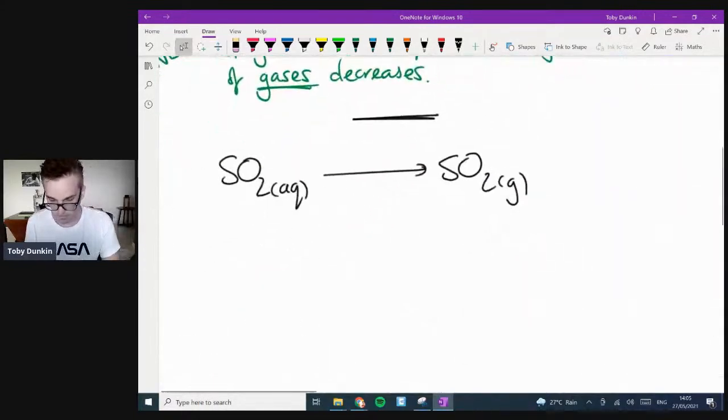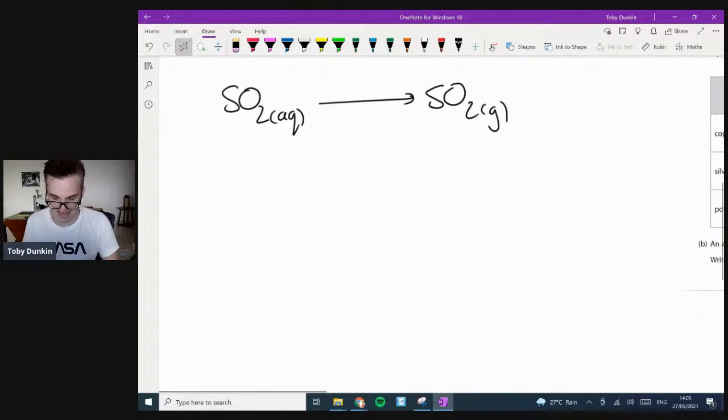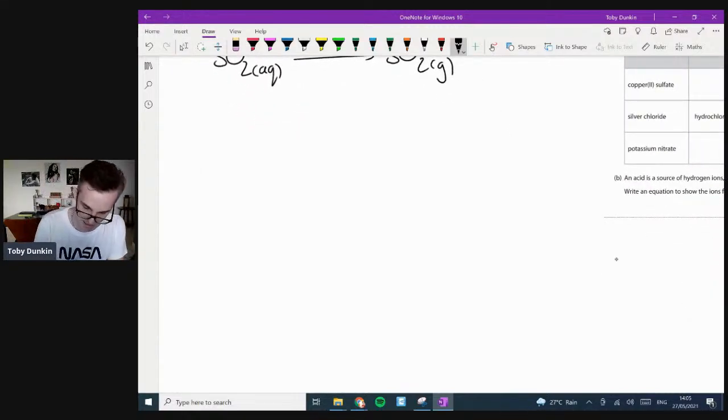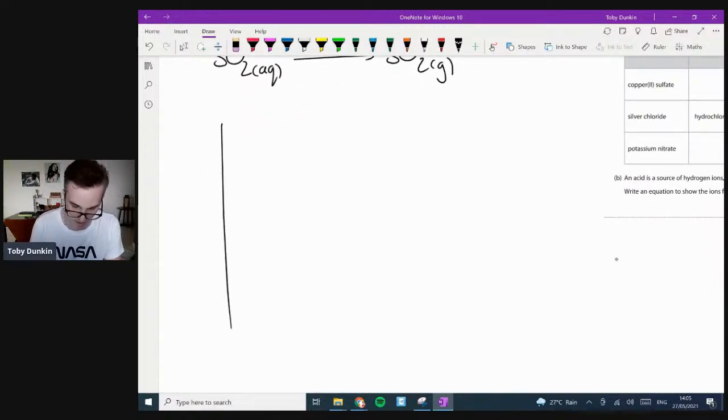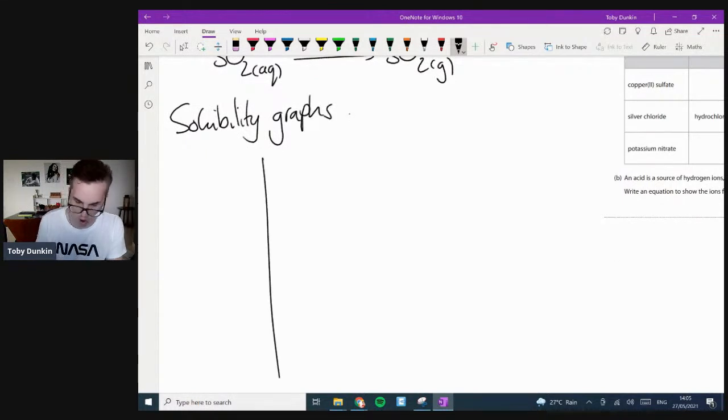Anyway, so we know that solubility now increases. So what we now need to do is look at our solubility graph. Let's draw a graph. Can you put a title, please, guys, of solubility graphs. And let's just draw a couple. In fact, let's just draw one.